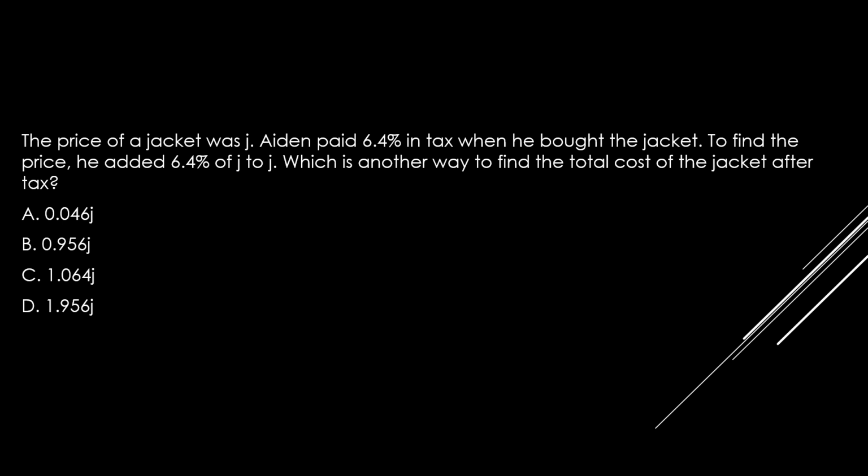So what he did was he took the price of his jacket, which is J, and added it to 6.4% times J. And when we are doing this, keep in mind that you should always change your percents to a decimal when you're working with them in an expression or an equation. So 6.4% as a decimal is 0.064. Okay, do not forget the extra 0.